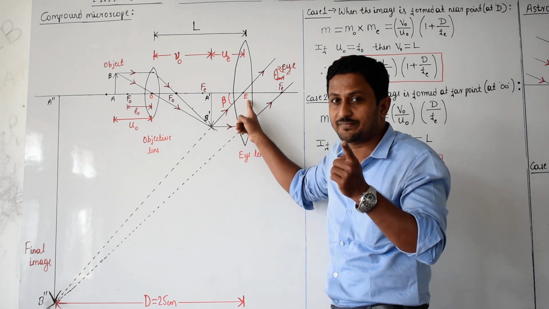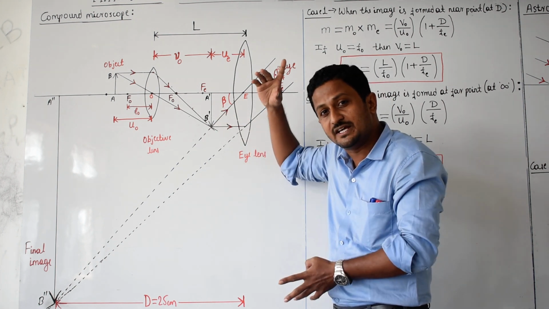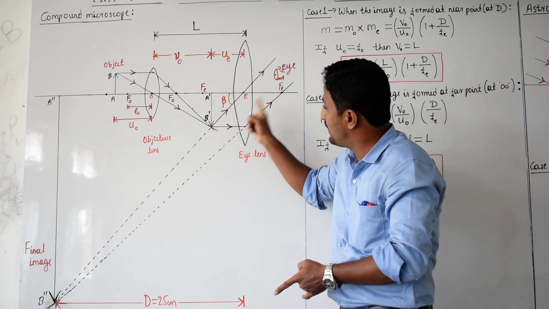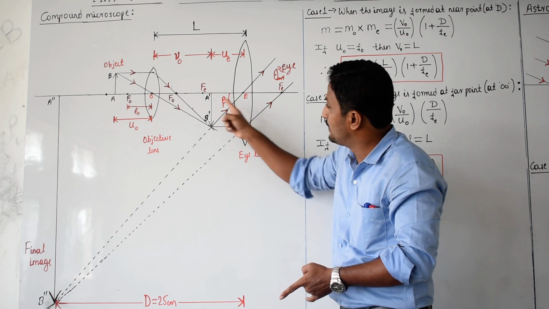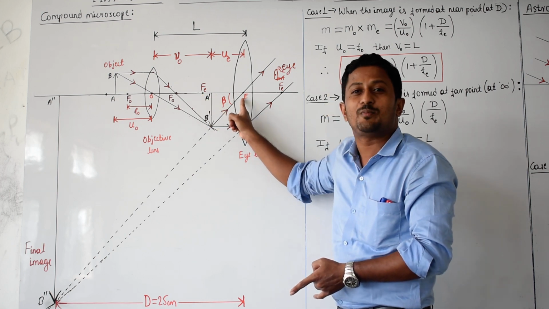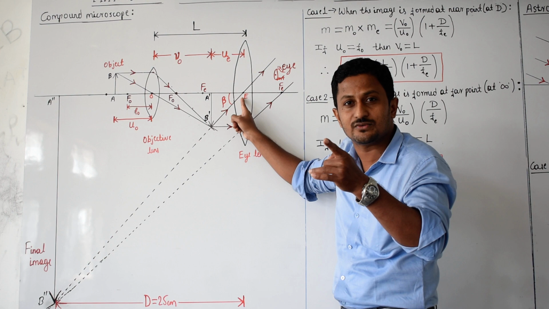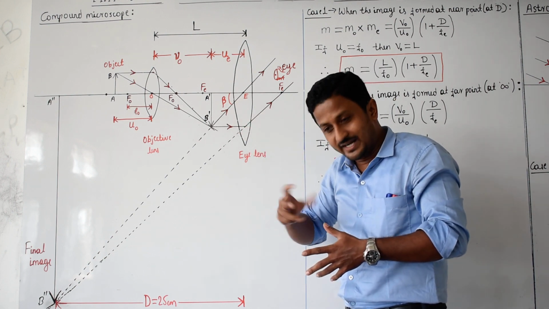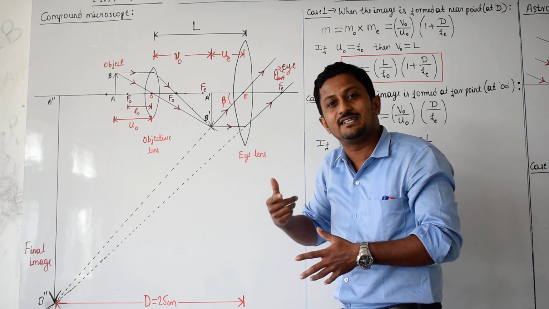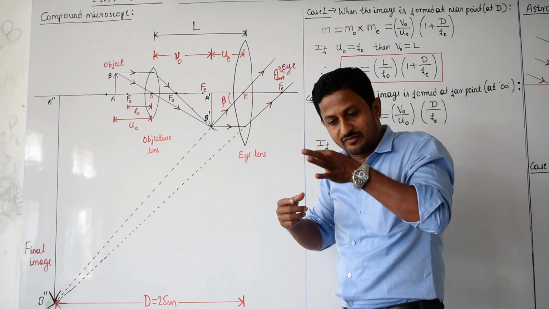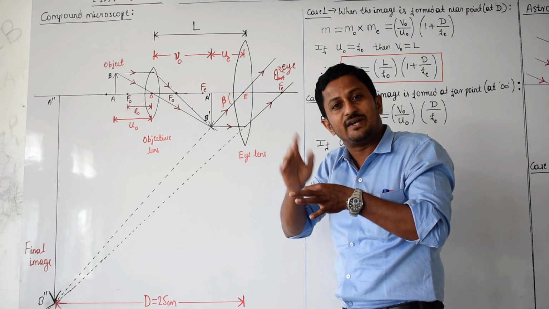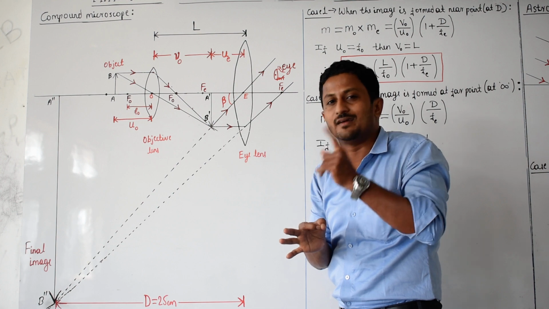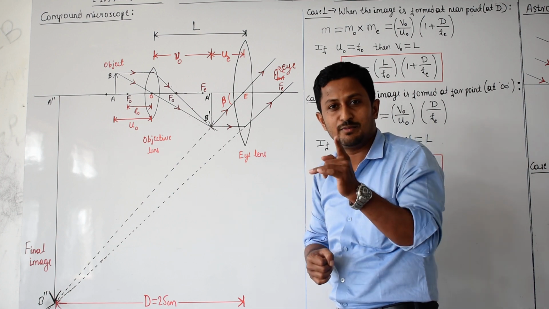To get a highly enlarged image, we have to take that object between its principal focus and optical center. That adjustment is nothing but what we are doing? We are trying to take the object in front of this eye lens between its optical center and principal focus point.